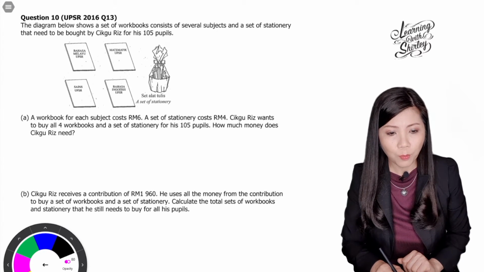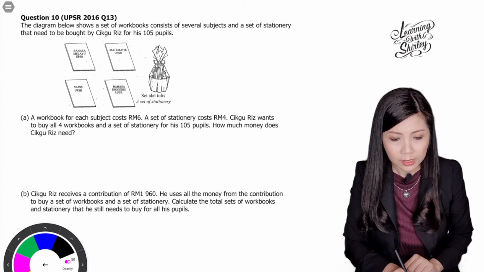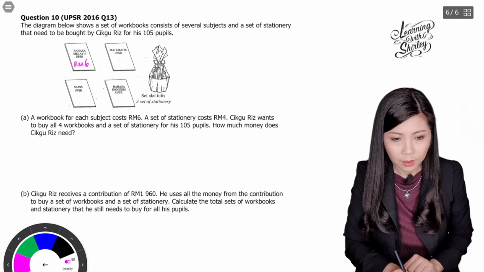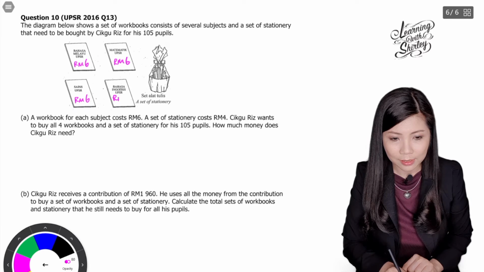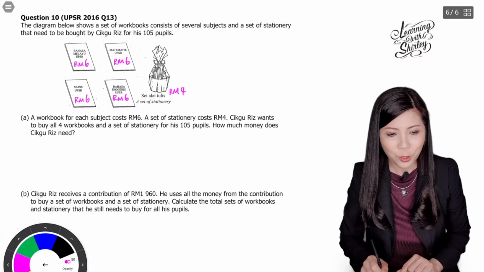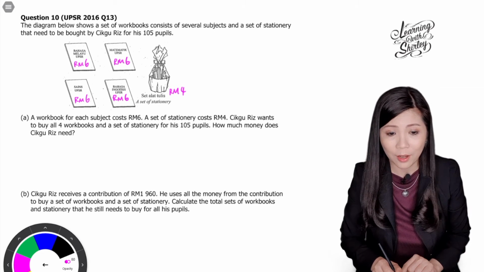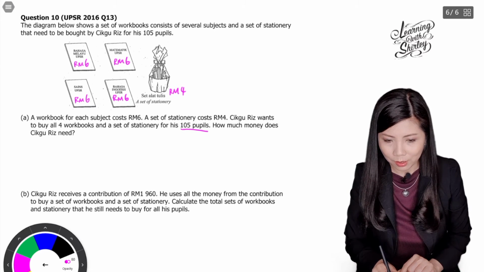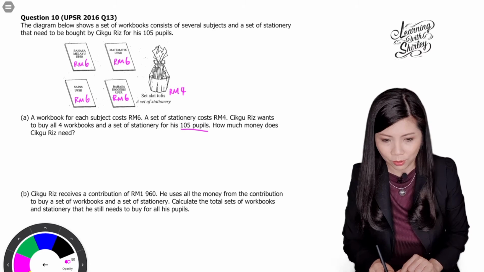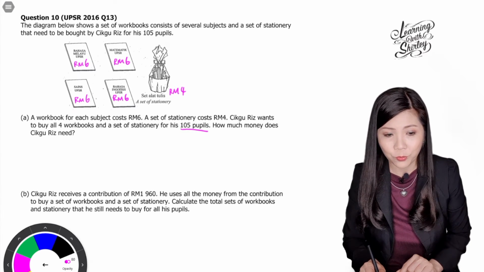For A, a workbook for each subject costs 6 ringgit. A set of stationery costs 4 ringgit. I'm going to label here 6 ringgit for each book, 6, 6 and 6, and a set of stationery is 4 ringgit. Cikgu Riz wants to buy all 4 workbooks and a set of stationery for his 105 pupils. This is a keyword, and it's very important because later we're going to multiply with 105. So how much money does Cikgu Riz need?